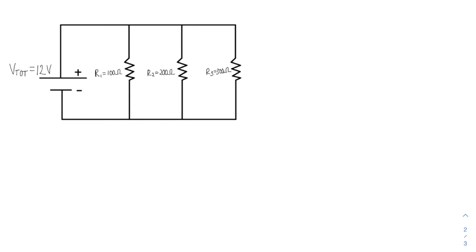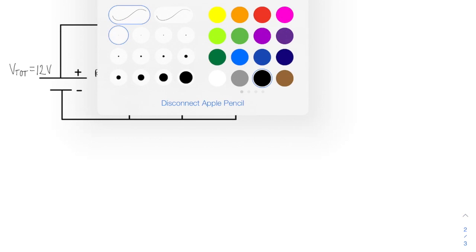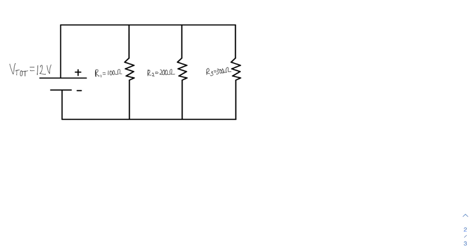Okay guys, let's solve this parallel circuit. As you can see, I have a voltage source of 12 volts and 3 different resistors all connected in parallel. So to solve this circuit, what I need to do is solve all of the voltages and currents going through each of these resistors.